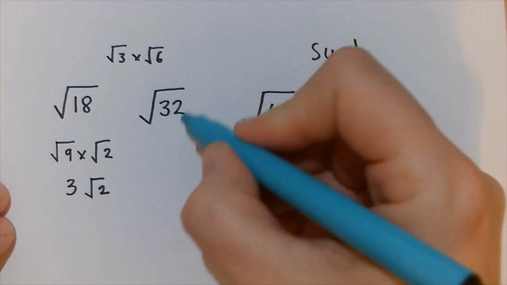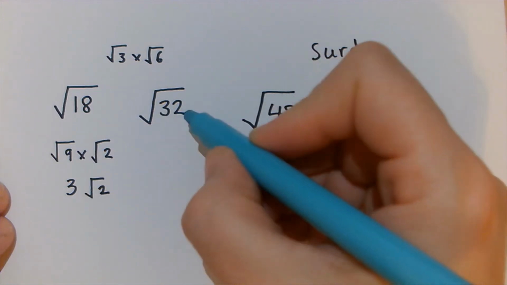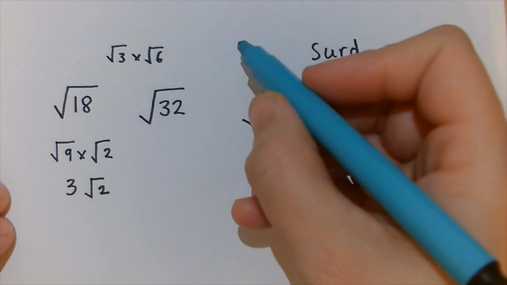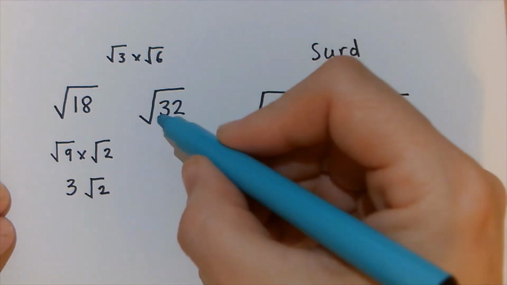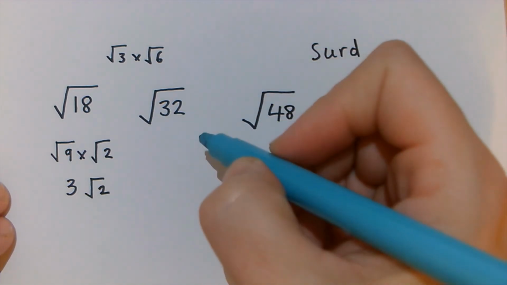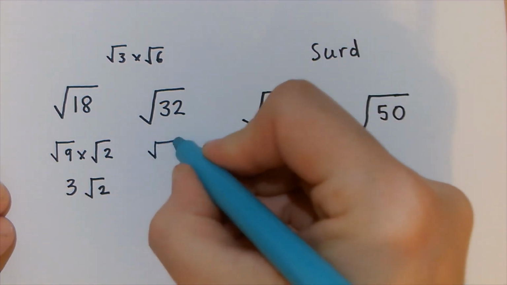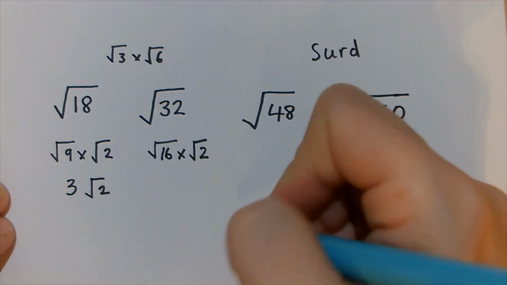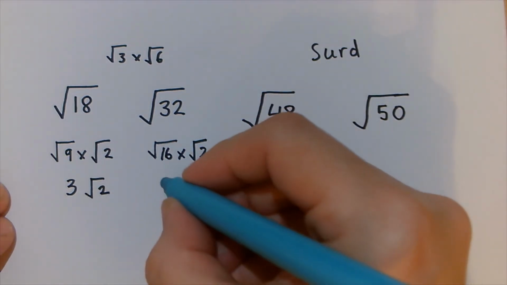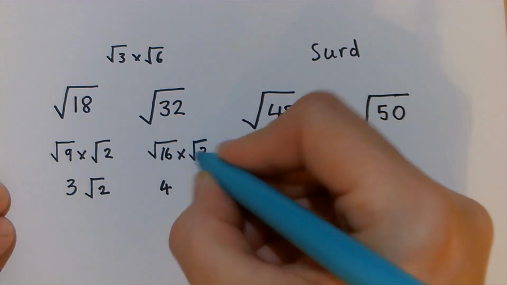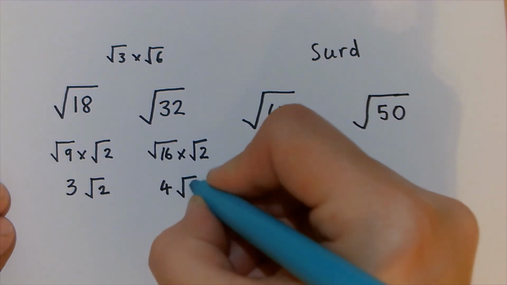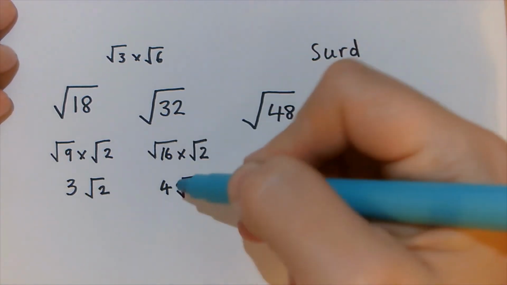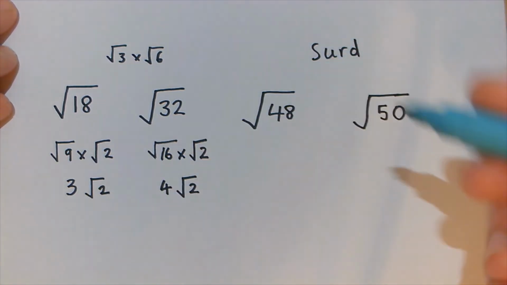So this question here, what two numbers times to give 32? Okay, well I could use 8 and 4. Okay, I could also use 16 times 2. So the square root of 16 times the square root of 2. The square root of 16 is actually 4, so the answer is 4 root 2. You could have used another way, but this is the way that would get it simplified the quickest.